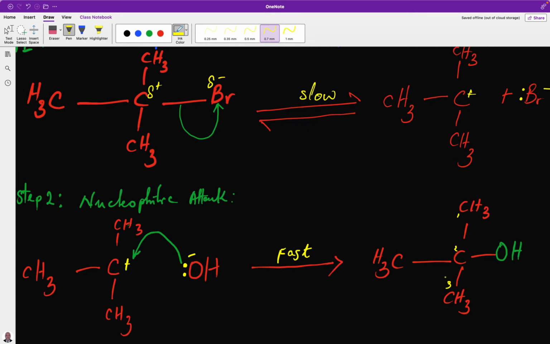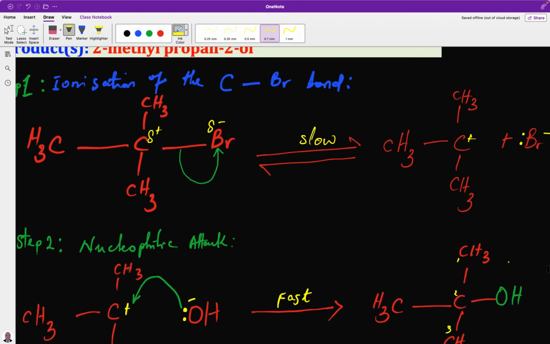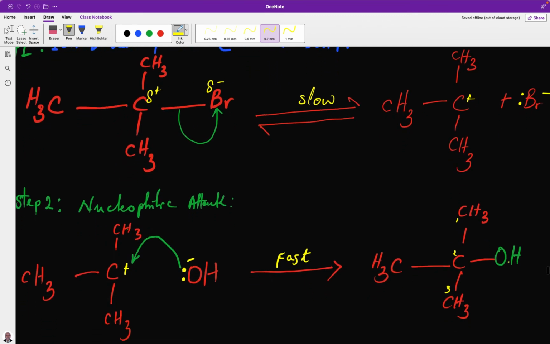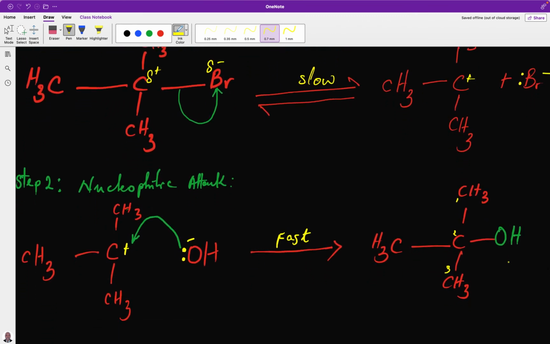So now, the OH is located on the second carbon. There's a methyl group that is also located on the second carbon. We now say 2-methyl propan-2-ol. So that is the name of our product. 2-methyl propan-2-ol is the name of our product.